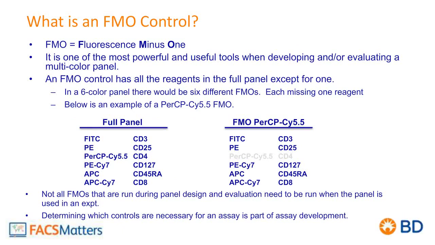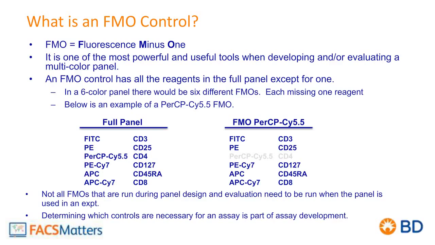So the first most important tool here is the FMO control. FMO stands for fluorescence minus one. This was originally developed by Mario Roederer many, many years ago. And it's one of the most powerful and useful tools when developing or evaluating a multicolor panel. Basically, it's equivalent to the old isotype controls, but it's isotype controls on steroids.